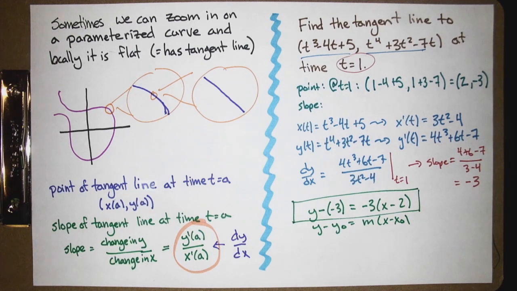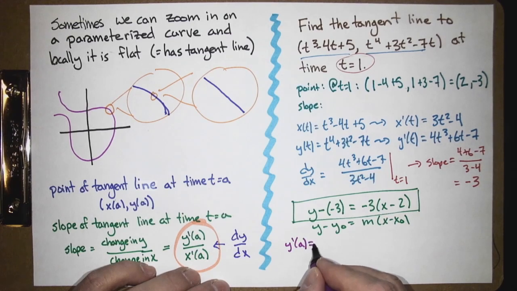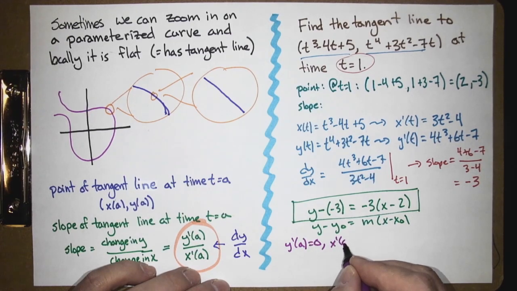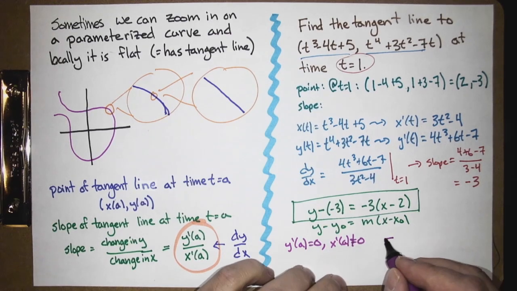All right. Well, a couple of comments. There are some tangent lines that we tend to think are very interesting tangent lines. So what happens if y prime of a is 0 and x prime of a is not 0? What kind of tangent line do you have there? Flat. So this is a horizontal tangent line.